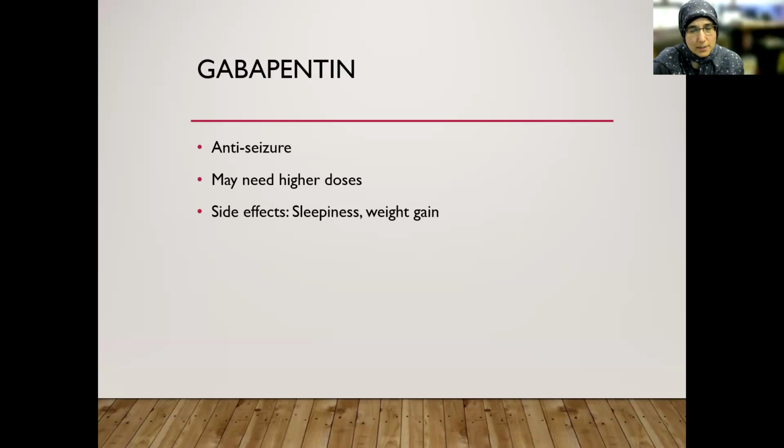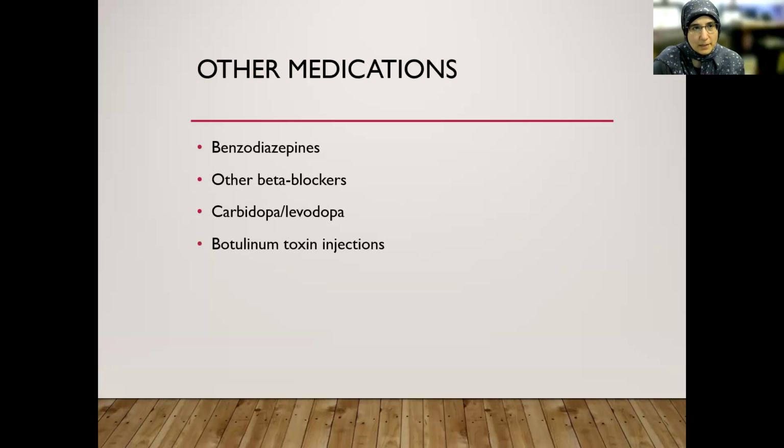Gabapentin is another medicine that can be used. It was also initially prescribed as an anti-seizure medicine, but now it is used for a lot of other reasons. It's one of the second-line medicines, meaning that it's a mixed bag. Some people may respond to it, some people may not. The side effects include sedation and weight gain with gabapentin.